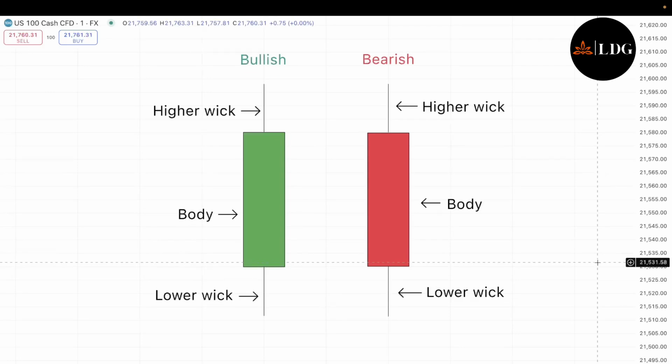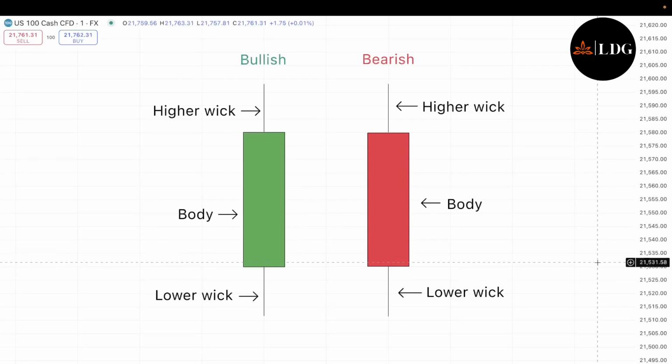Now, candlesticks are one of the most effective ways to actually read price action within the market. Each candlestick represents a specific time frame. This could be a 1 minute candle, an hourly, a daily candle. It just depends on what chart you're actually looking at and what time frame.